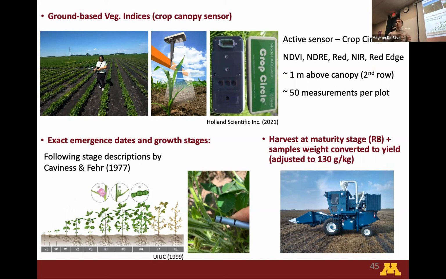the center 2 rows of each plot will be harvested with a small plot combine, and the weight of each sample will be converted to yield and adjusted to a 13% moisture basis. Upon completion of field activities, a complete economic analysis will be conducted in which we will relate grain prices and input costs into our analysis.